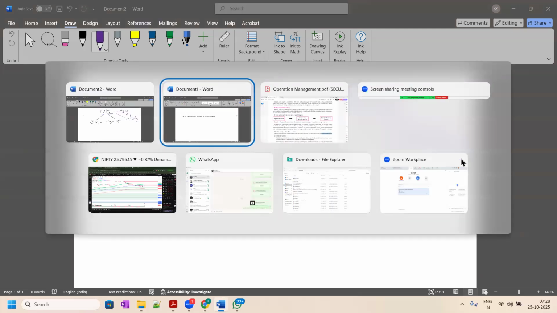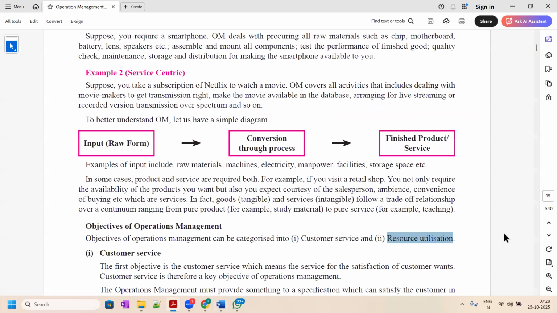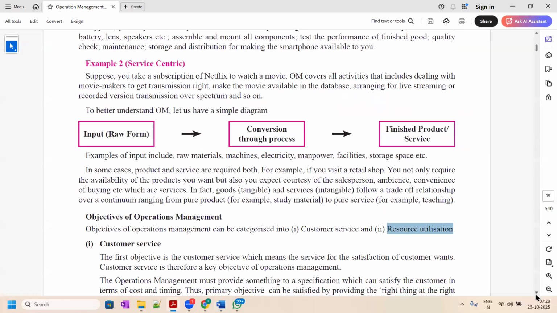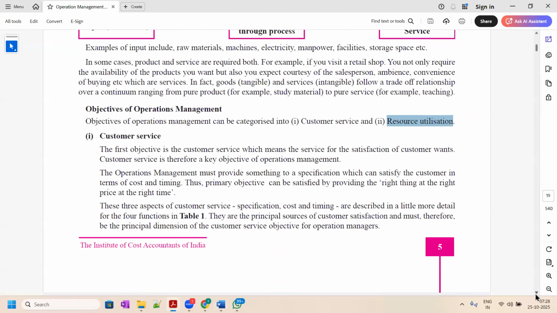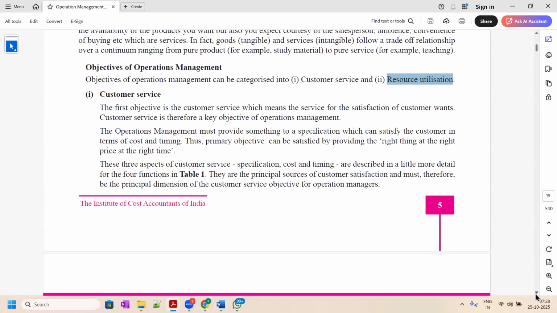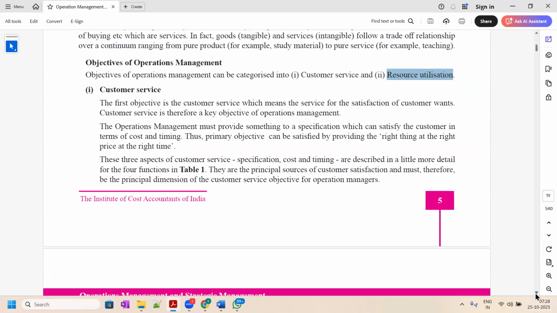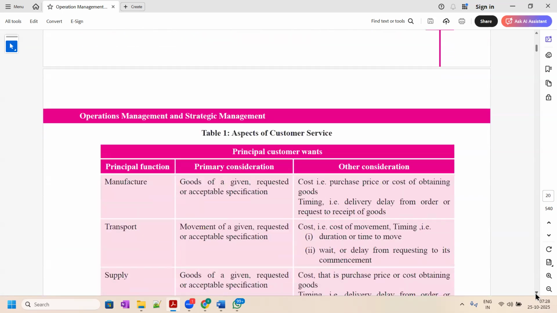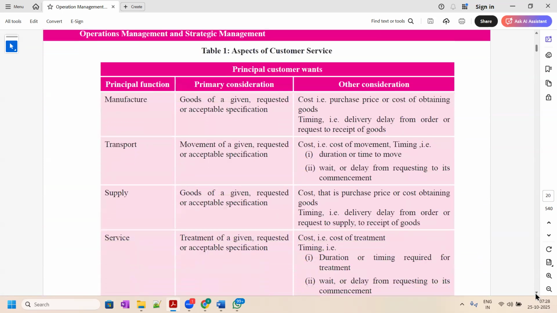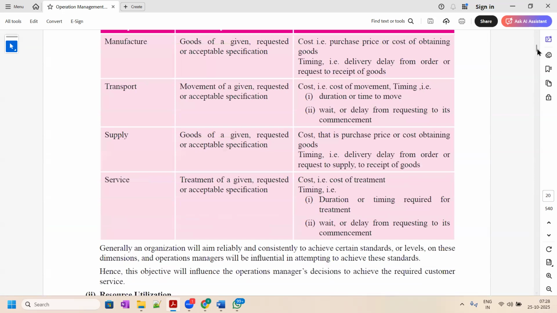So the next thing to discuss is the objective of operation management. We have discussed what operation management is. Now, talking about the objective, we are dividing the objective into two parts. One is customer service. The other objective of operation management is resource utilization. When I talk about customer service, the aspect of customer service is given here.